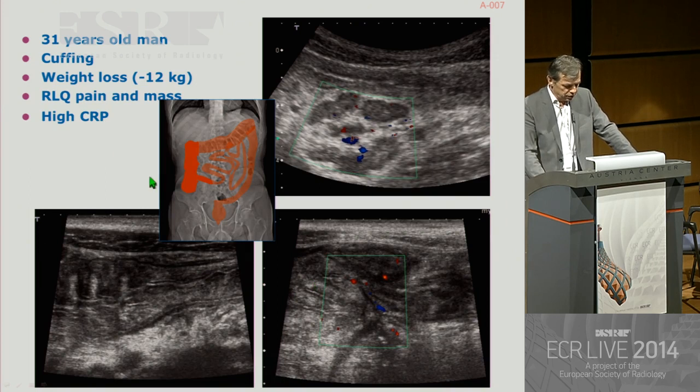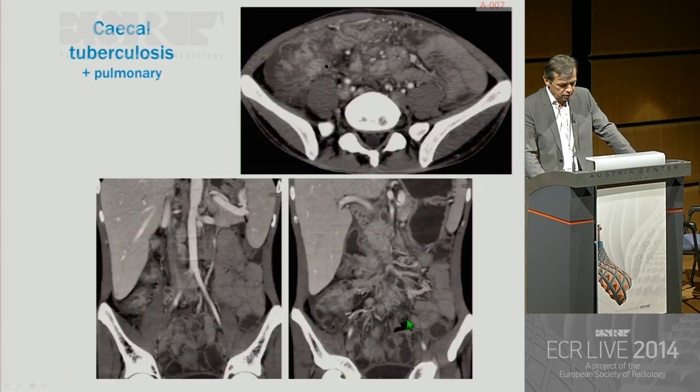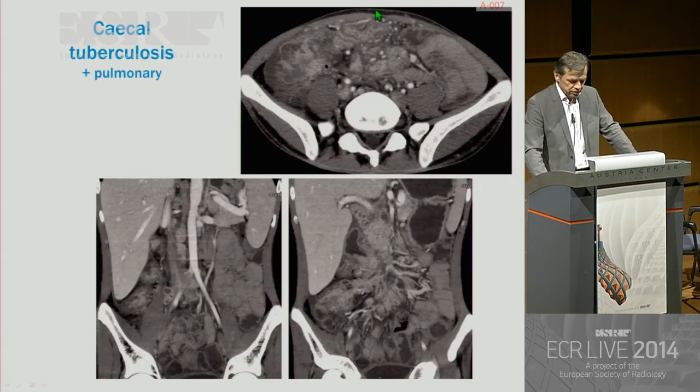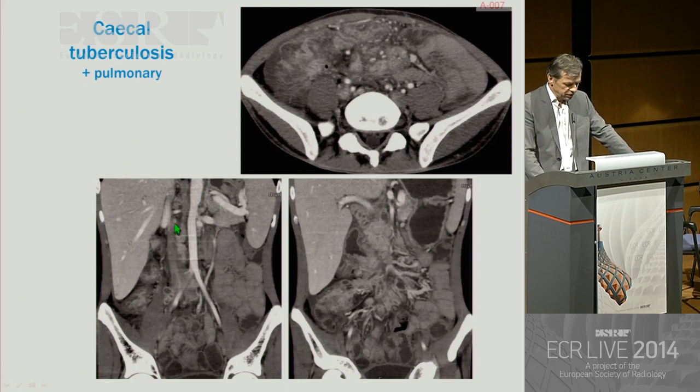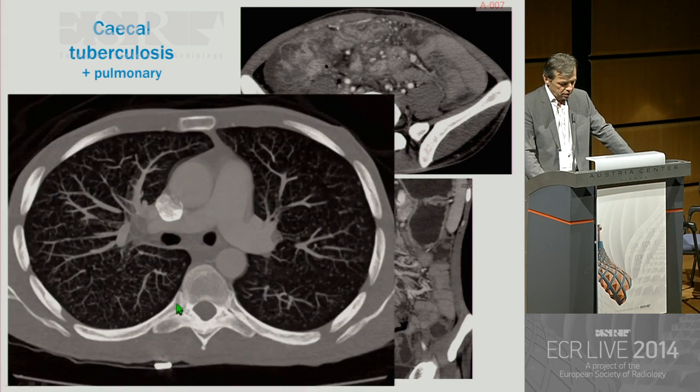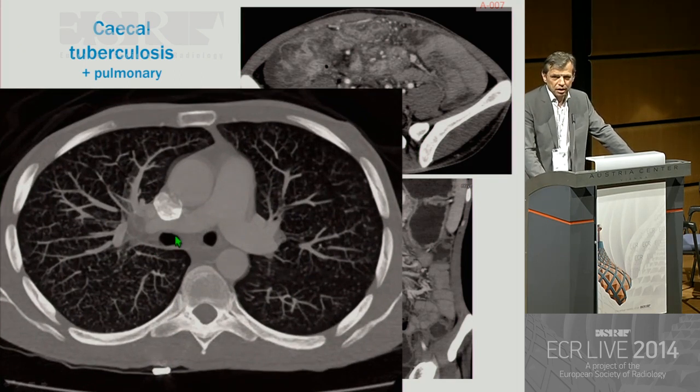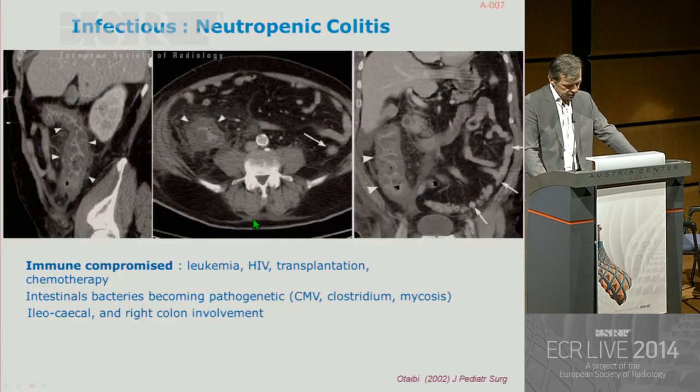Here's a case we saw with a 31-year-old man with cough, weight loss, and recurrent right-sided pain, and we did an ultrasound right at the beginning with all these enlarged lymph nodes and a very thick right-sided colon with ileocecal involvement. This is a CT that shows almost the same thing, with these very hypodense lymph nodes, and the chest CT makes the diagnosis easy.